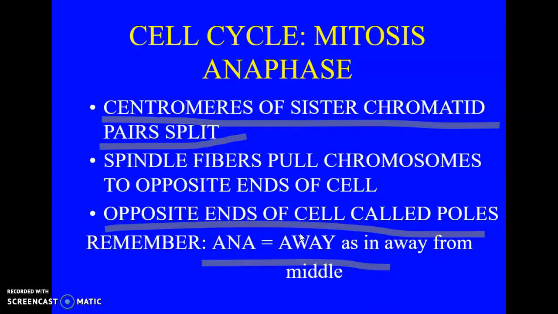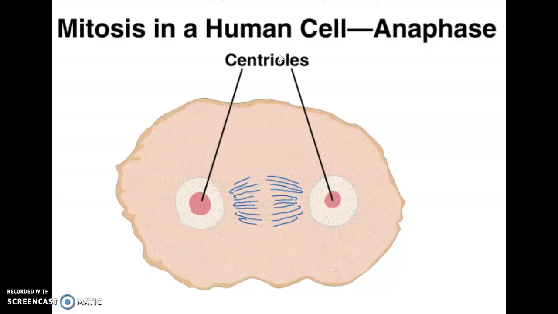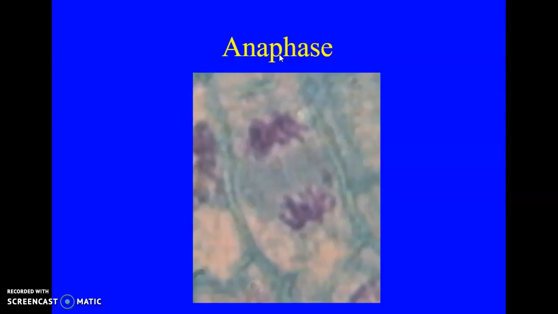And then anaphase. Remember, ana means away. That's the next picture. It's the fourth picture, anaphase. A means away from the middle. The centromeres of the sister chromatids are going to split. The opposite ends of the cell are called poles. Here's an animal cell going through anaphase. And here's a plant cell. And you should be able to look at these pictures and identify which phase of mitosis we're in.